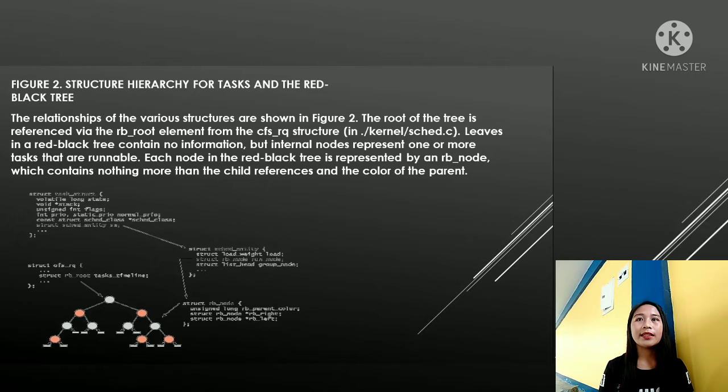The root of the tree is referenced via the rb_root element from the cfs_rq structure, in kernel/sched.c. Leaves in a red-black tree contain no information, but internal nodes represent one or more tasks that are runnable. Each node in the red-black tree is represented by an rb_node, which contains nothing more than the child references and the color of the parent.